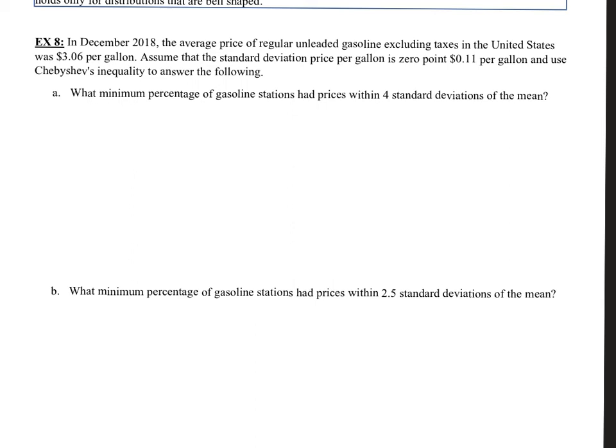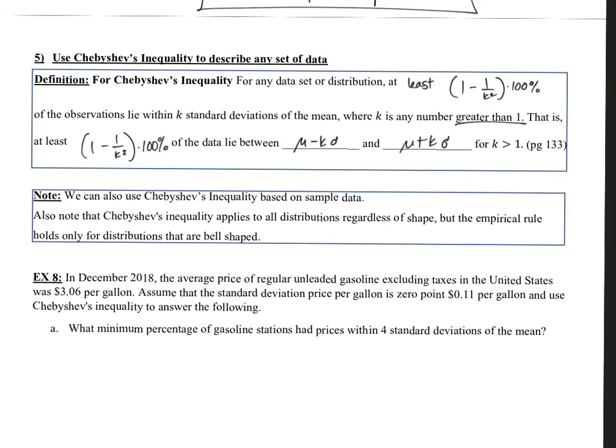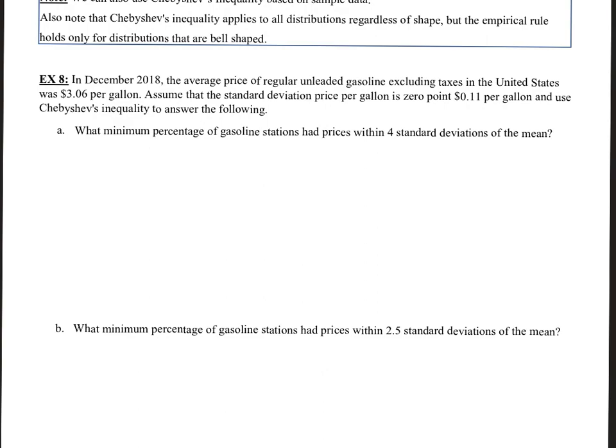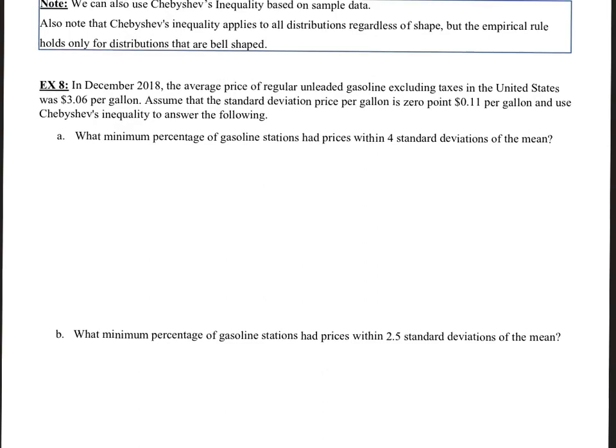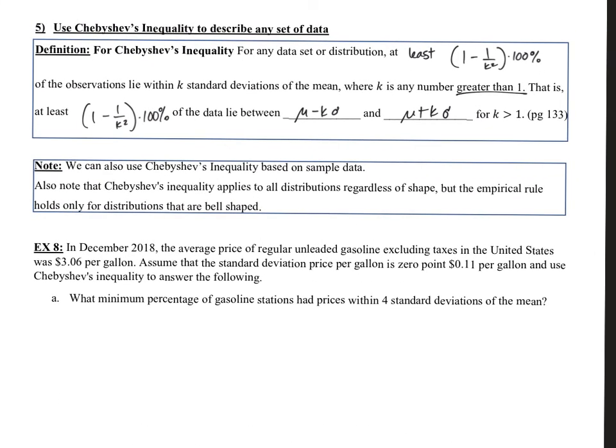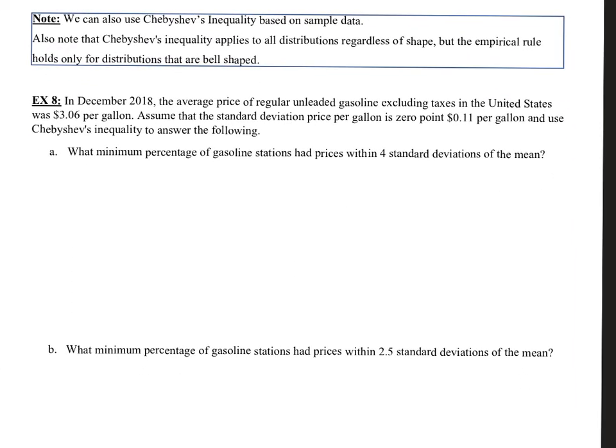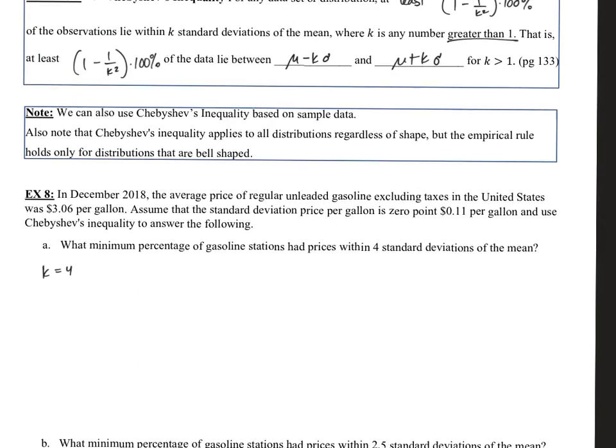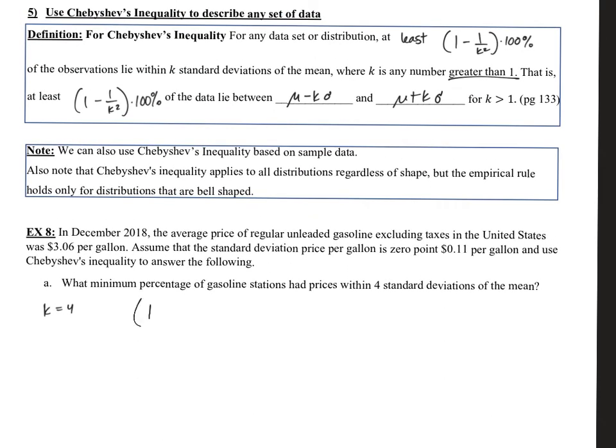Okay, so one thing to notice here is it says minimum percentage, and in our Chebyshev's inequality, it talks about at least, so that's good. And we want to have 4 standard deviations. So in this case, k is going to be 4. So we'll just go ahead and plug that in. So k equals 4. Plugging that into our equation, we have 1 minus 1 over 4 squared times 100%.